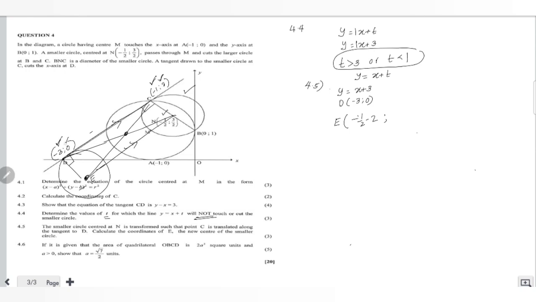I think this 2 becomes 0, means it moves 2 units to the left. So you have to subtract 2. 3 by 2 of N, you have to subtract 2, you will get the y value of E. That's how we do it. So how do we now simplify it? So E coordinates are -1/2 minus 2 is -5/2.